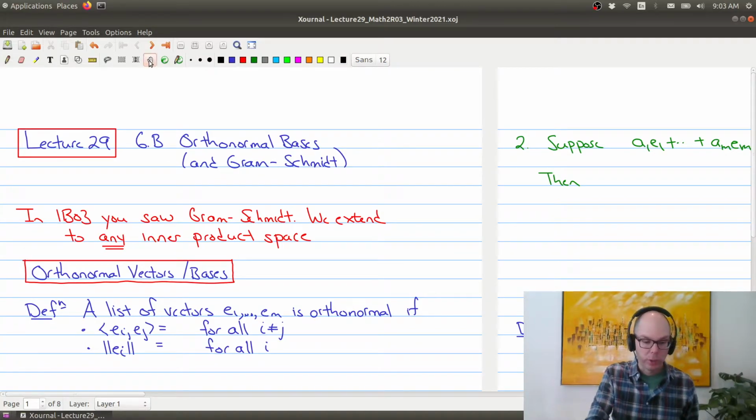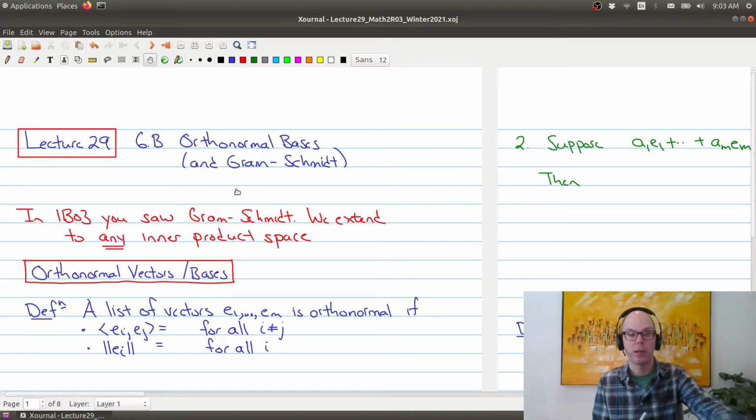In today's lecture, we're going to be looking at section 6B on orthonormal bases, and in particular the Gram-Schmidt process. You may remember that from your first linear algebra course. What's unique today is that we're not only proving Gram-Schmidt for the case that you did, but for any inner product space. The Gram-Schmidt process holds much more generally. In this first part, I'm going to set up the notation and definitions that we need, and then we'll talk about Gram-Schmidt and its proof in the later part of today's lecture.